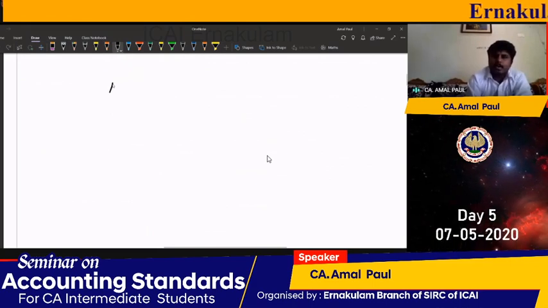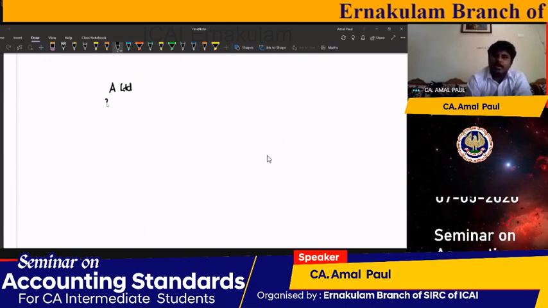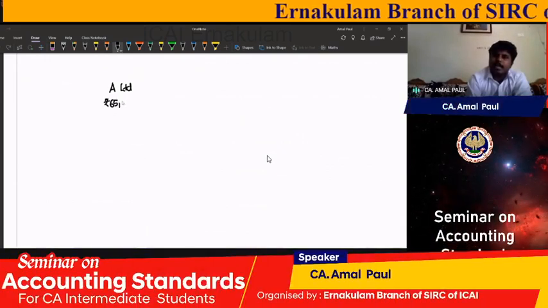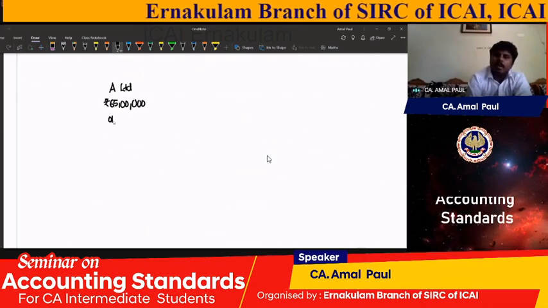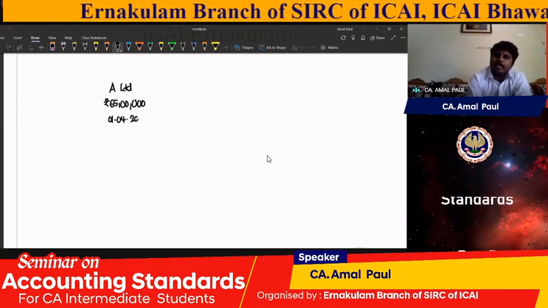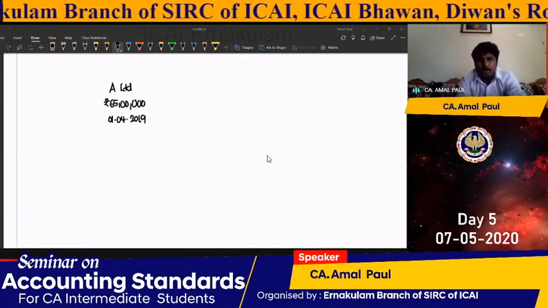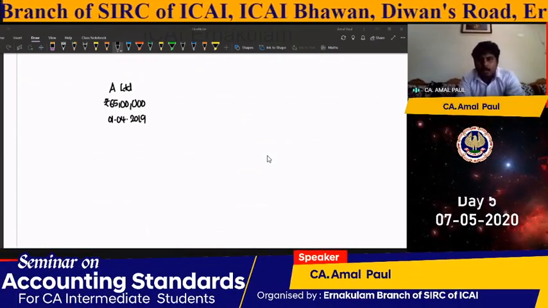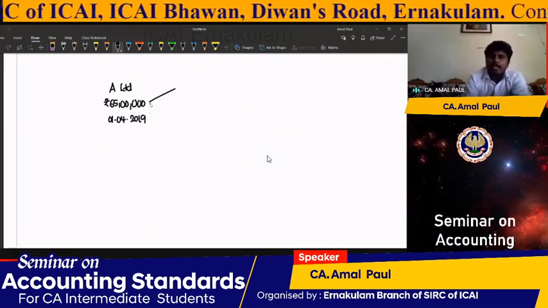There is a company known as A Limited. They want rupees 65 lakhs as a loan on 1/4/2019.